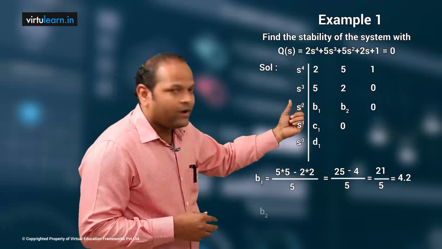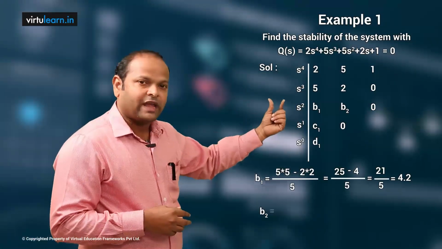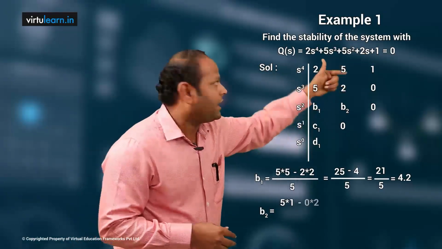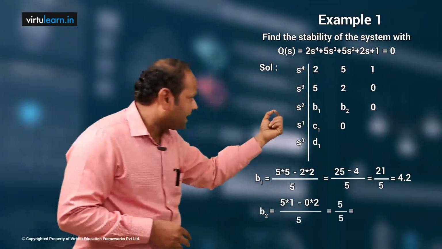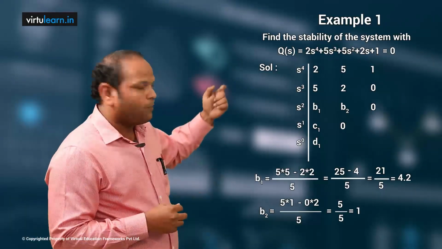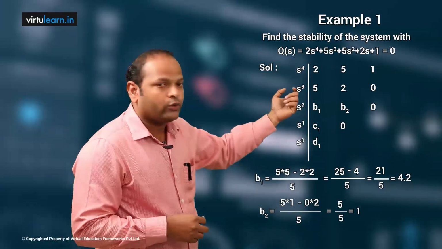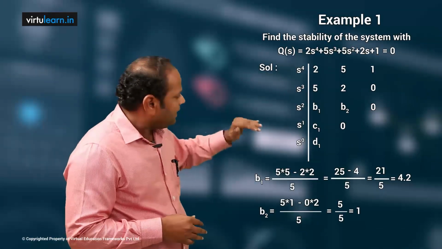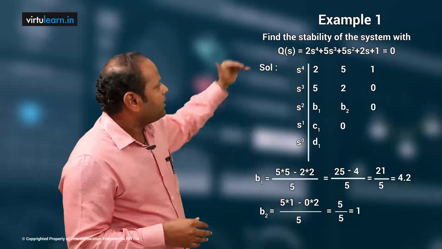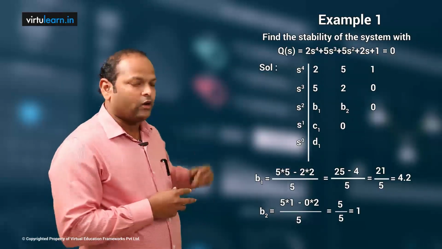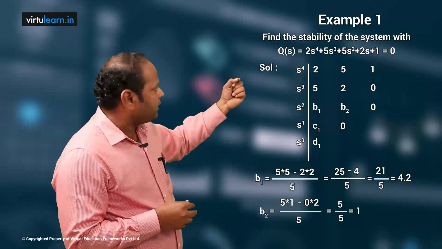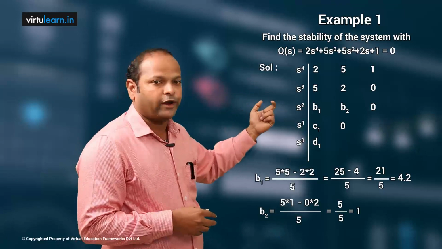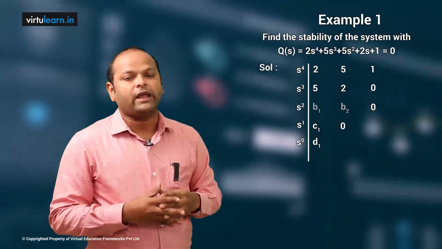Now in this case the next element is B2. This B2 you need not calculate, because in the above row we have the last element 0 and above that we have 1. That 1 is directly carried forward here. So B1 is calculated as 4.2, and B2 is 1. Coming to the s power 1 row, let us say this is C1, and how do you calculate that? Using the above 2 rows we can easily calculate. C1 is 4.2 into 2 minus 1 into 5, divided by 4.2. So that gives us 0.8.